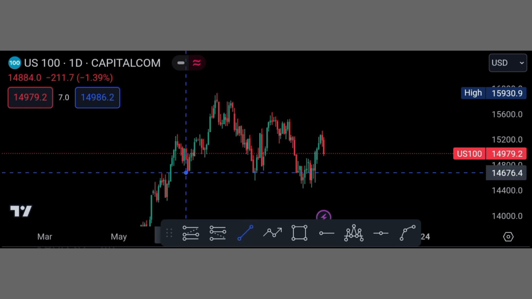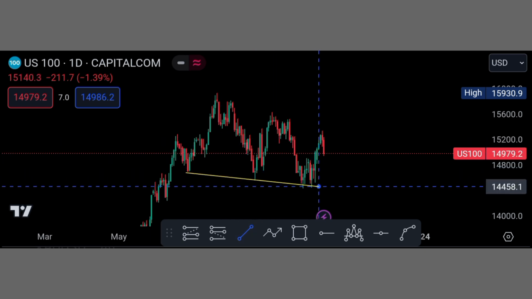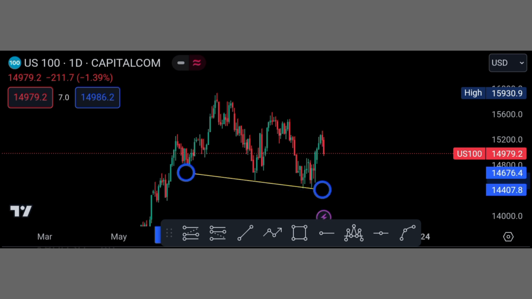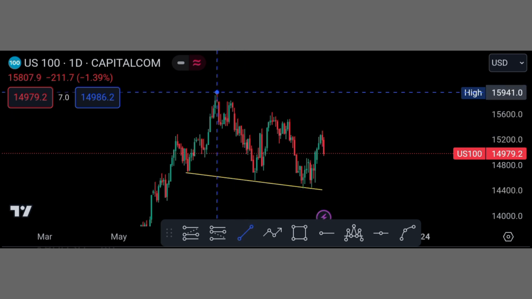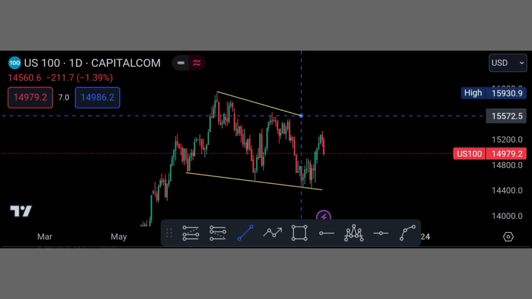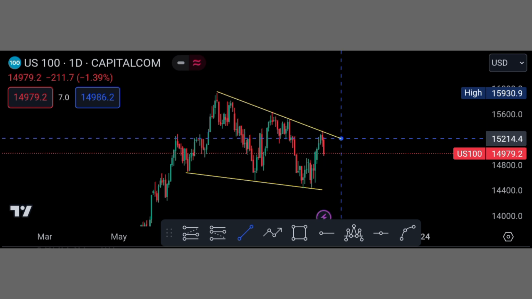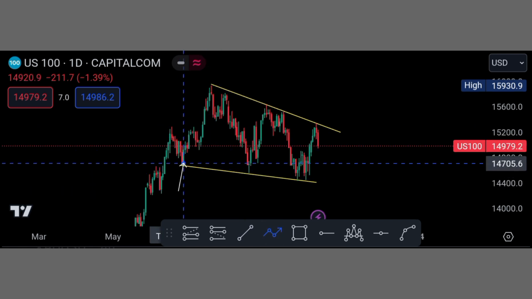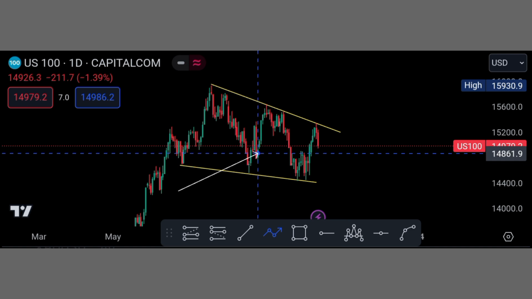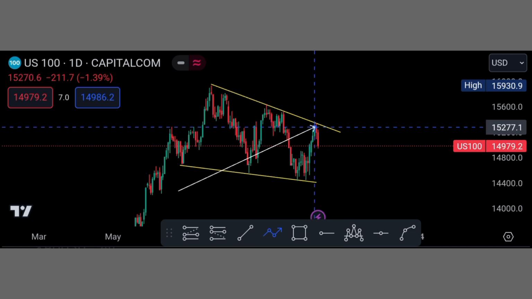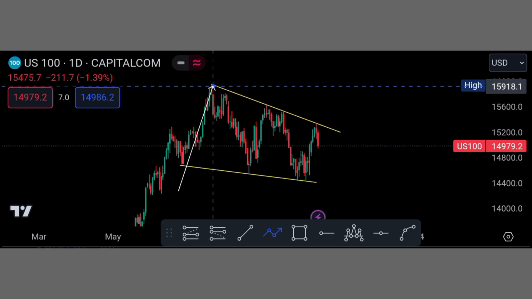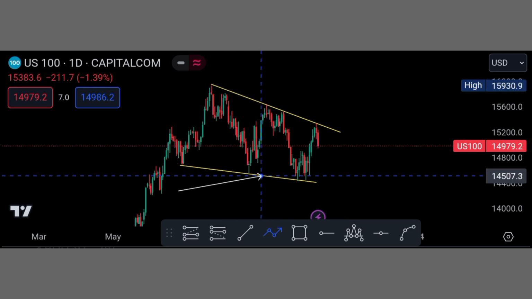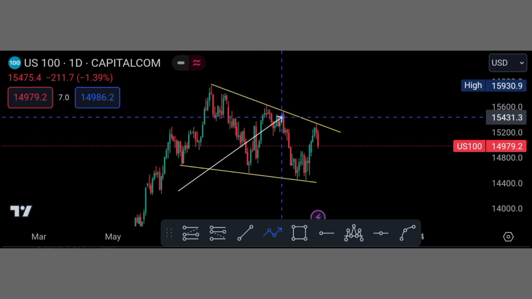We have our first touch, second touch, and third touch around this level. Then we identify our resistance trend line. We have the first touch, second touch, third touch, and the fourth touch, right? So right here you can see, guys, the market, once it bounces here, goes up, touches here, goes up, touches here, goes up, right? Same as right here. Once it touches here, goes down, touches here, goes down, touches here, goes down.